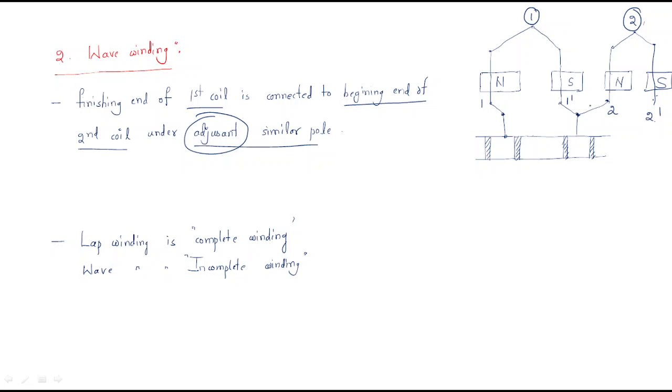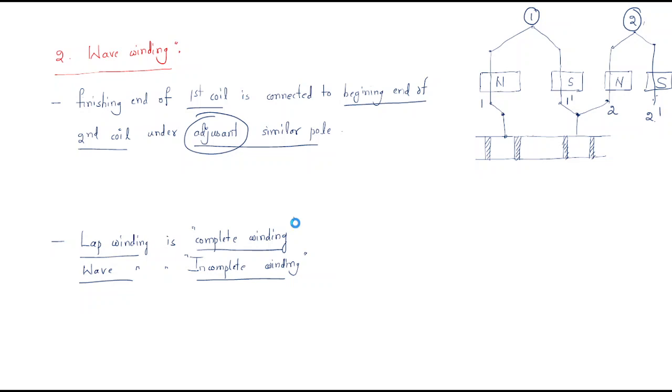If you observe the diagrams, you will understand very easily. We have one important thing: the lap winding is a complete winding. We can name it a complete winding. And the wave winding is the incomplete winding.